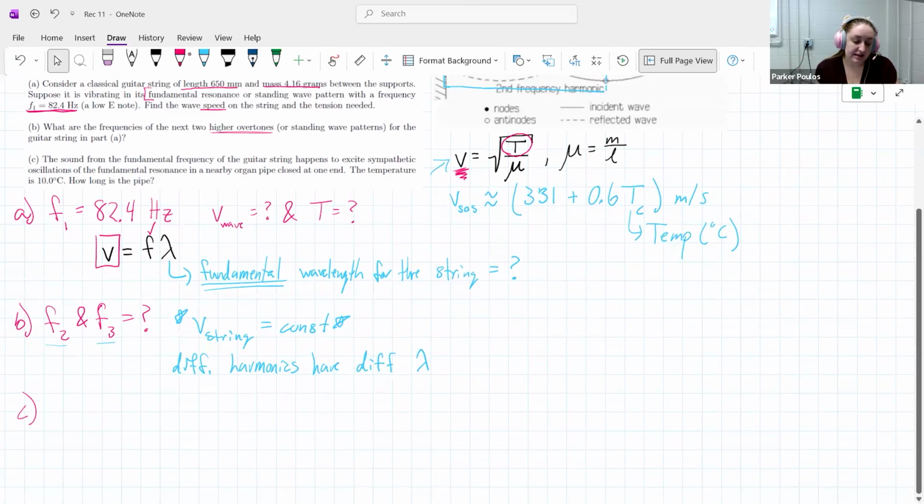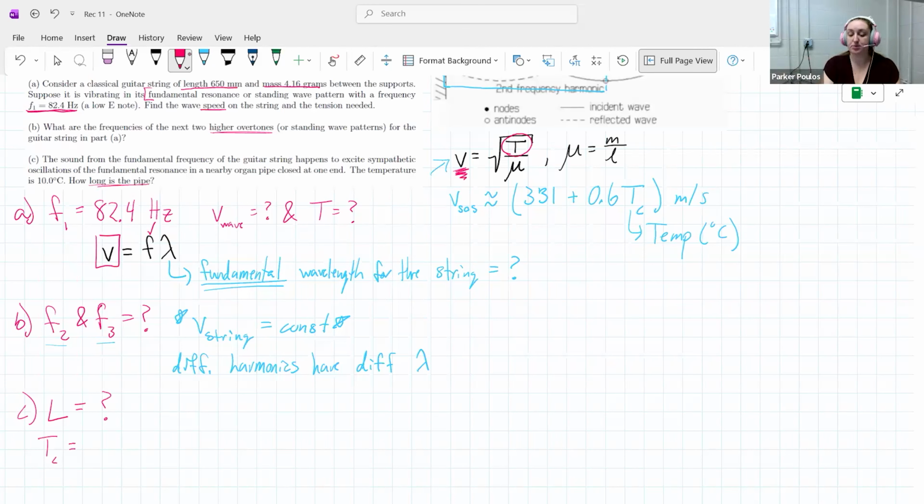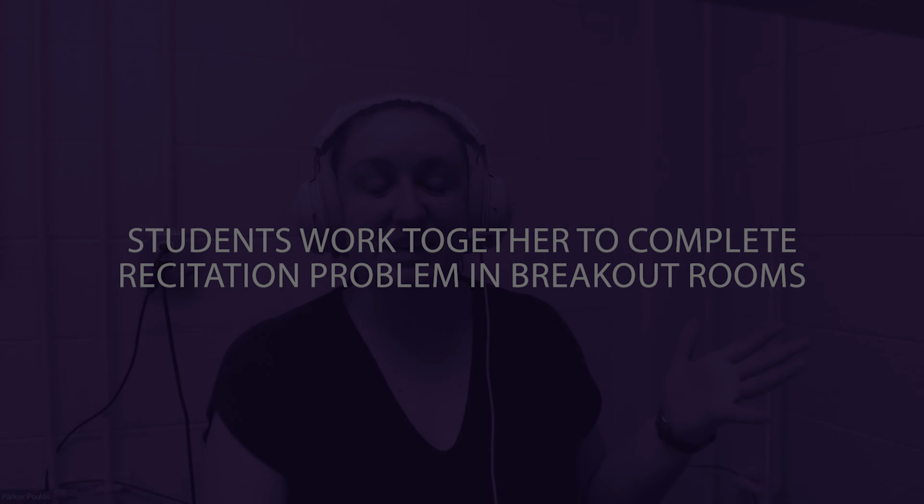So we are asked to find the length of the pipe, given that the temperature, which I'm calling TC for this problem to match the notation in the equation that was given to us, is 10 degrees Celsius.